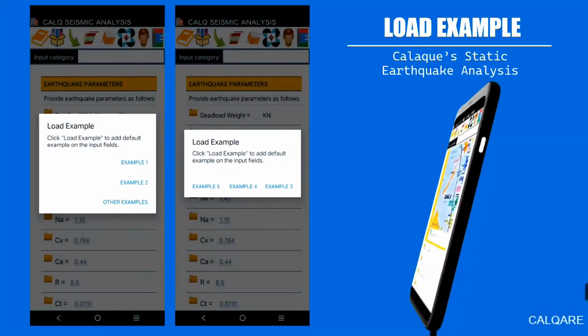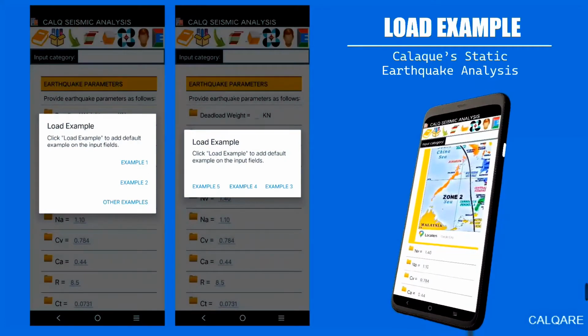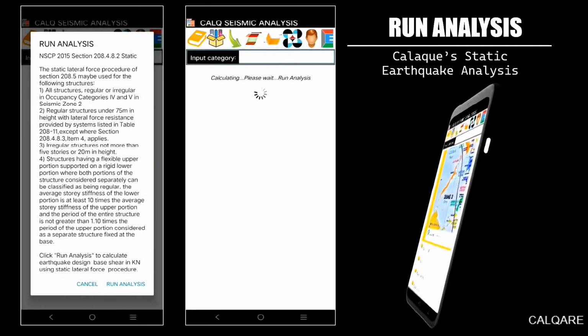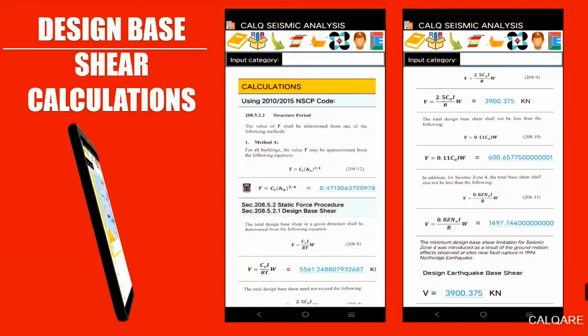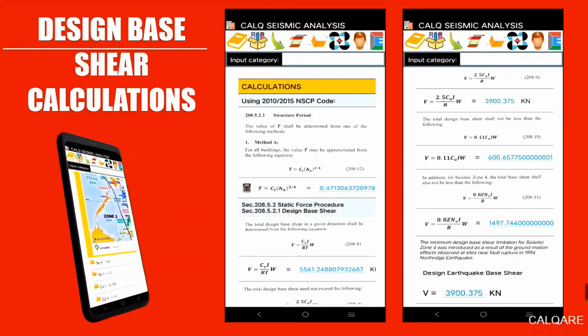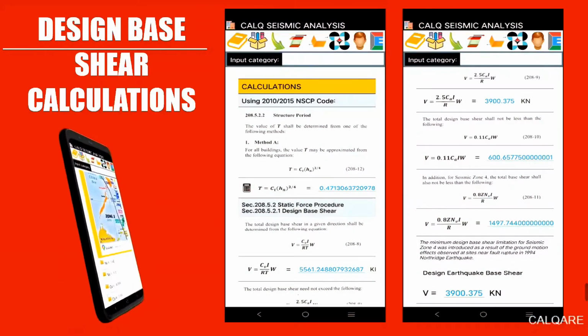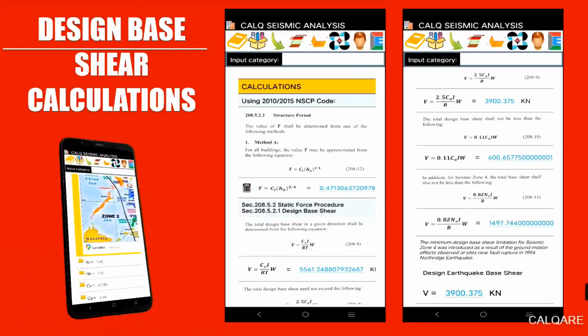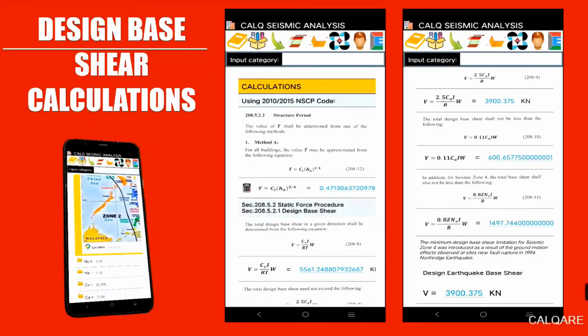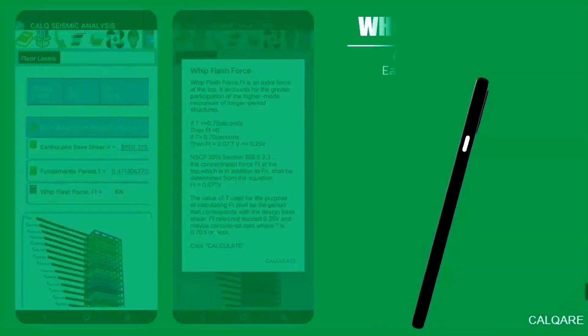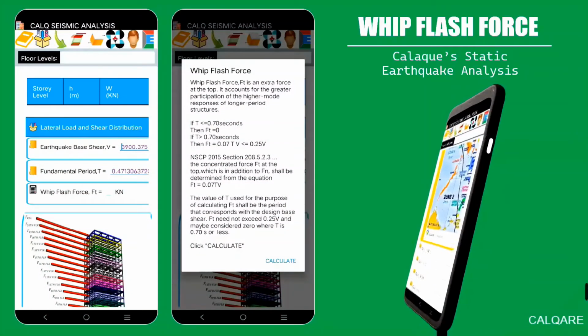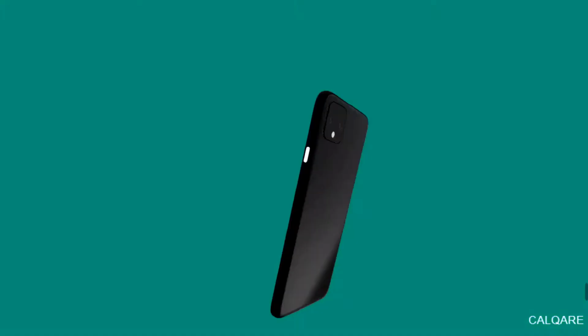CALQ SEISMIC also offers built-in examples for users to load and test out the application right away. Once all the necessary inputs are completed, user can now perform the run analysis such as shown here. The design-based shear calculations are depicted as shown. It contains step-by-step calculation with formulas in compliance with 2015 NSCP code. Whiplash force is also calculated as follows. Formula to be used is also shown.